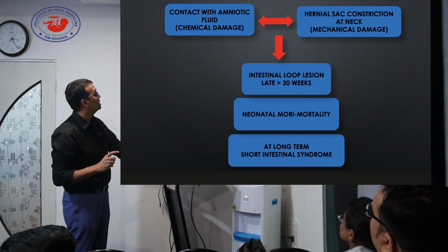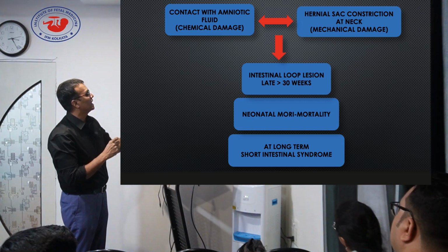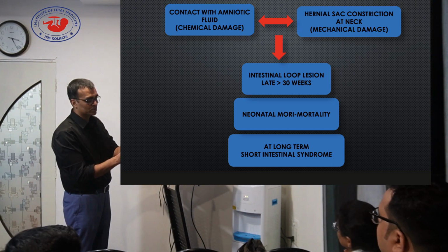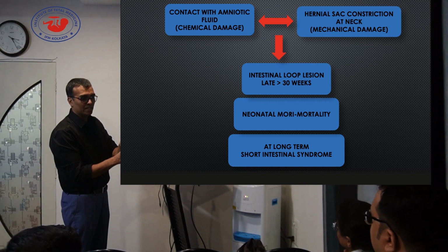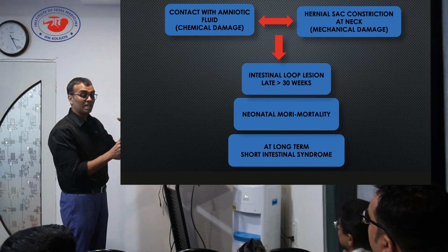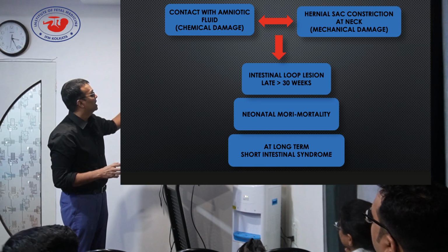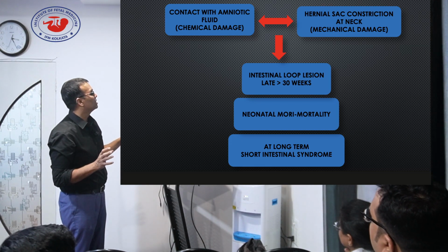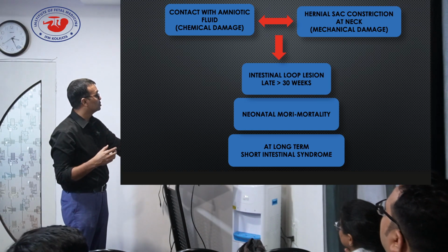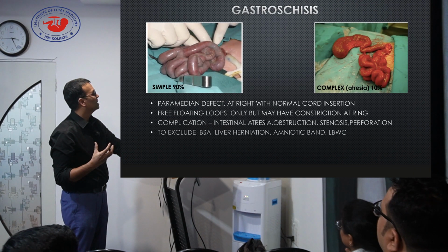So prognostications will depend only on the bowel, because when there is contact with the amniotic fluid, there will be chemical damage. Okay, and also in the herniated sac, there will be constriction at the neck, because if there is some hole and everything protrudes, there will be compression at the level of the neck. It will be a bottleneck. So there is mechanical pressure also, mechanical damage as well as chemical damage, and these all cause damage to the intestinal loops, and it's a major factor for neonatal morbidity or mortality, and also long term it may lead to short intestinal syndrome.